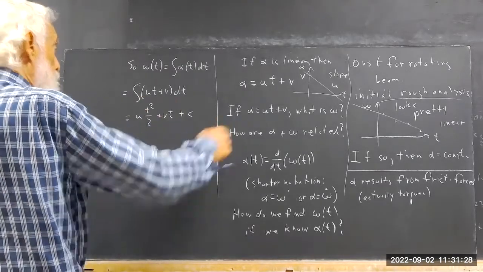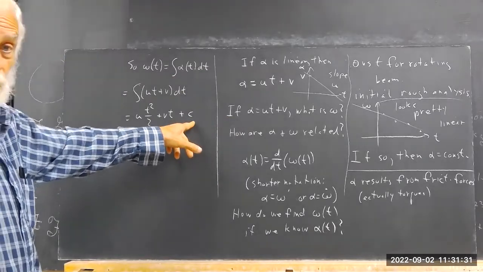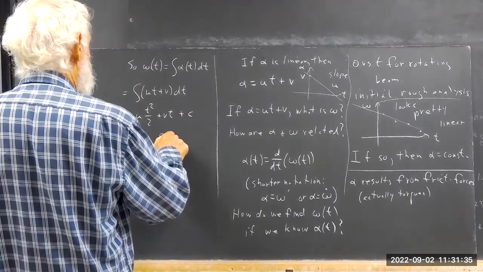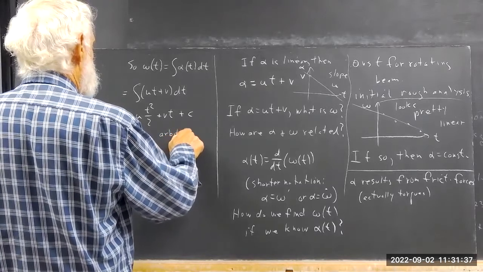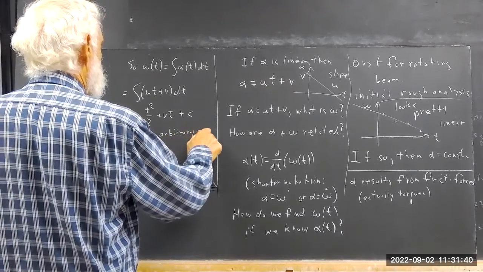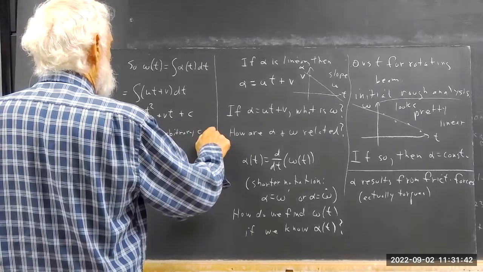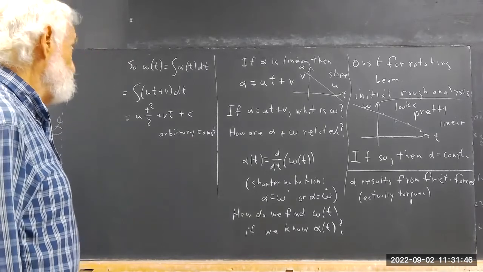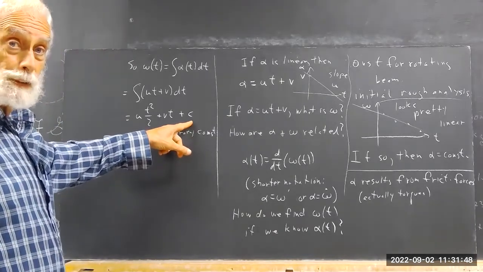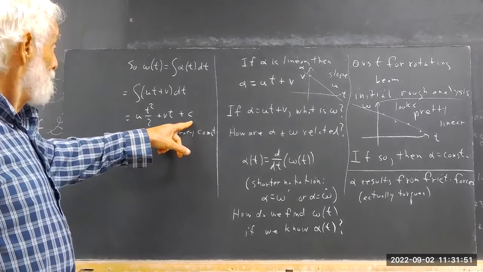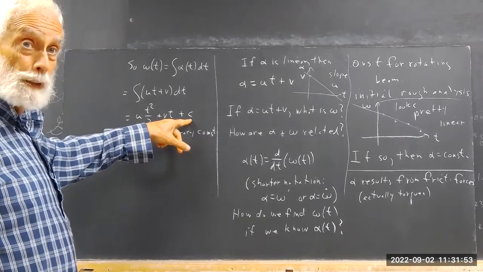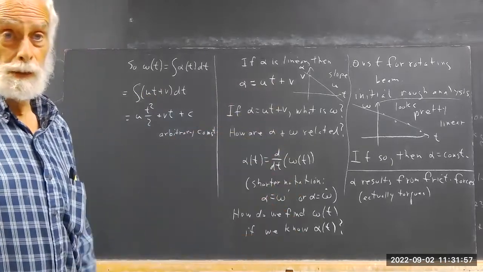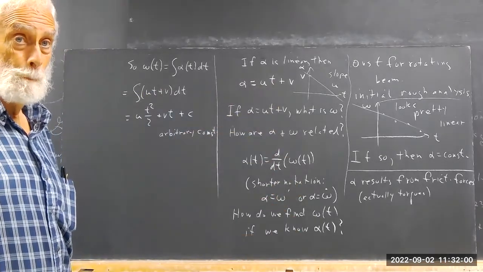Okay, so we have our omega function, except we don't know what C is. It's an arbitrary constant. And why is it arbitrary? Why do we even have it? Well, because the derivative of a constant is 0, it doesn't change. So you can have a constant here, and if we're going to make this thing work, you'd better have the constant here.